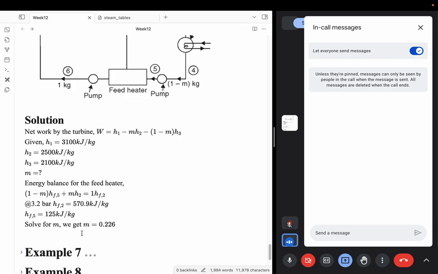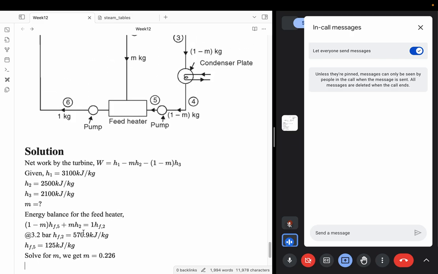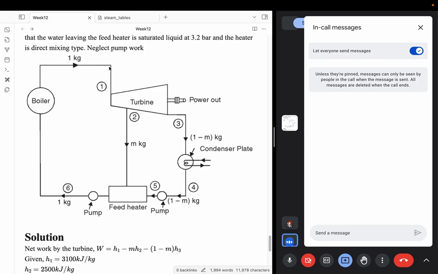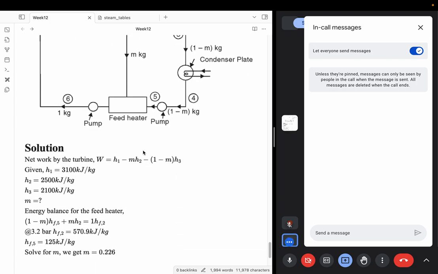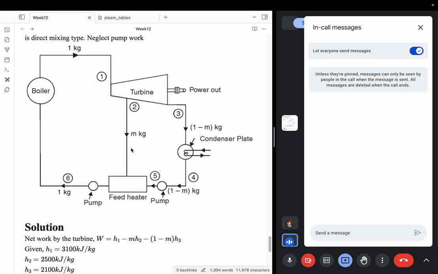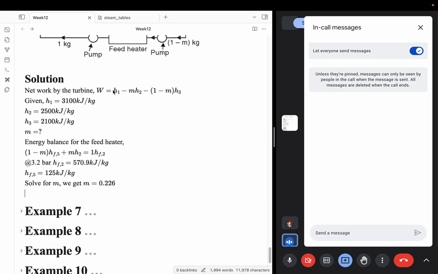So now what is this m? This m is the fraction of steam that is getting diverted. So out of 1 kg that is input, around 0.226 is going into the feed heater, and the remaining is actually coming as output. So from this you can directly calculate.